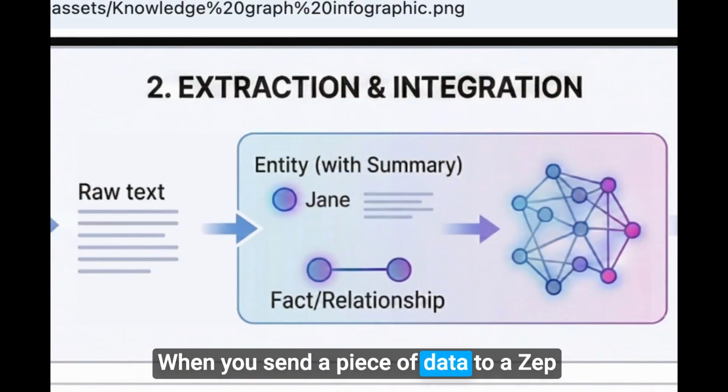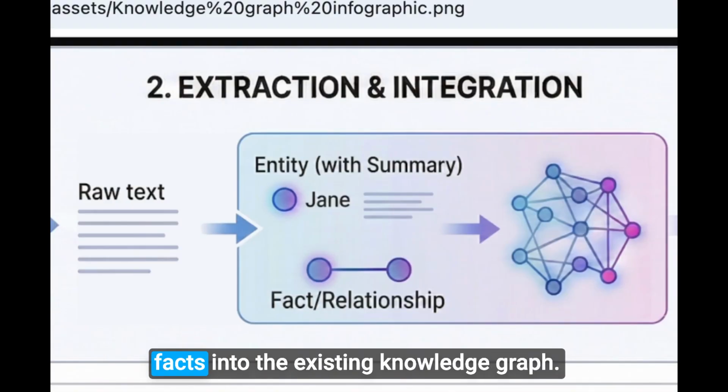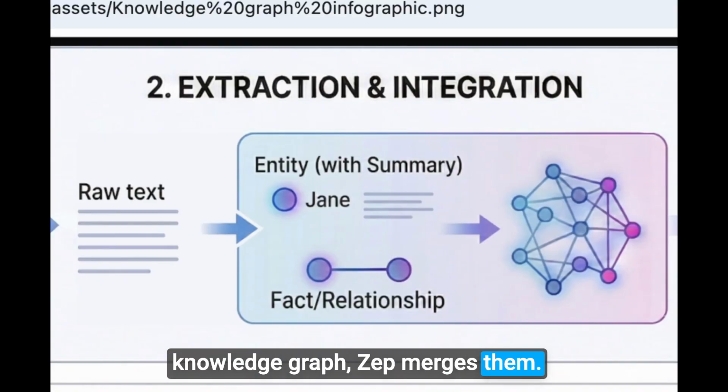When you send a piece of data to a ZEP knowledge graph, ZEP automatically extracts the entities mentioned in that data, such as Jane, along with a summary of the Jane entity, and it also extracts any facts or relationships it finds in the data, such as Jane prefers morning meetings, and it integrates these new entities and facts into the existing knowledge graph. If the entity or fact already exists in the knowledge graph, ZEP merges them.